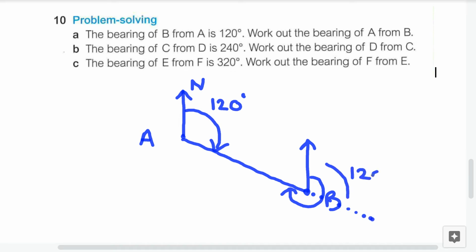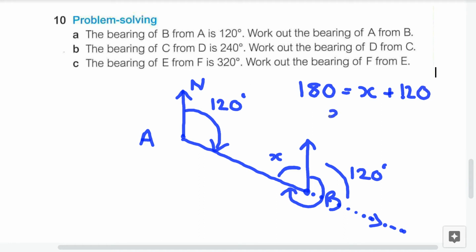be 120 degrees. Which means that this angle which we've just created here on the opposite side, when added to 120, would equal 180 degrees, because it's obviously lying on a straight line between A, B, and then carrying on in this direction. So if we know that 180 degrees is equal to the sum of whatever x is plus 120, then if we rearrange that sum, we know that x must equal 60 degrees.